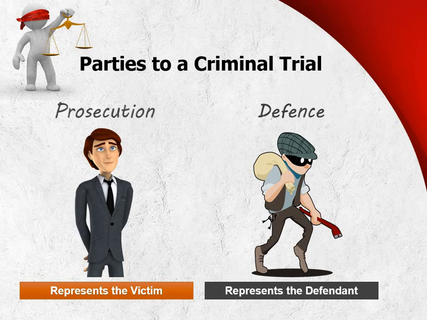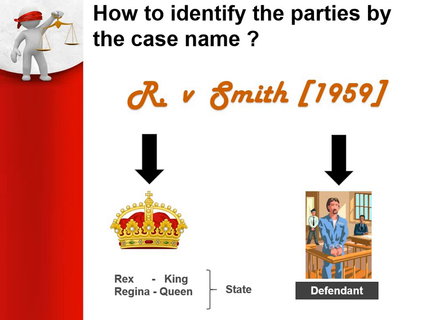Now, before we move on to the ingredients of an offence per se, there's another thing which I want to mention. That is, let's see how to identify the parties by the case name. Now, here for example, I have the case of R versus Smith. Now, it is a usual feature in criminal law cases where it starts with R versus. Now R in this context stands for Rex or Regina, meaning the king or queen, meaning the state.